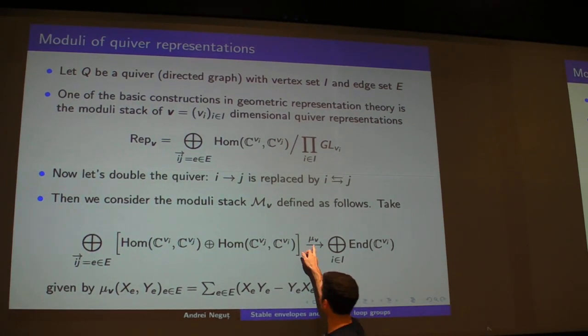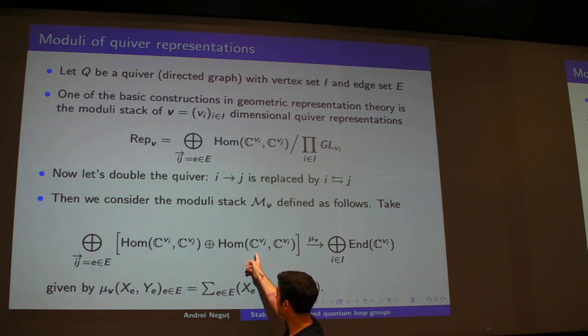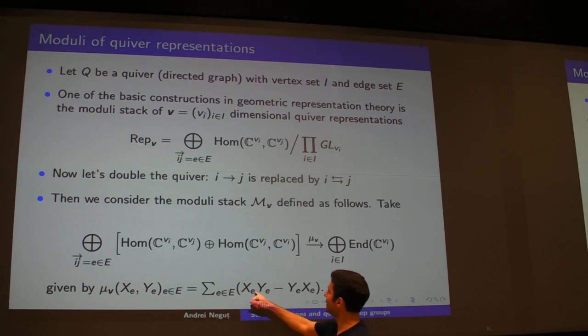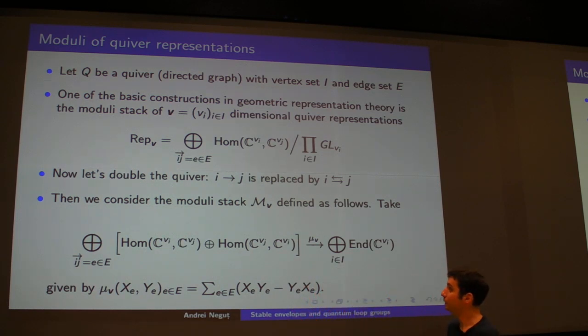So if you want to see what this map does to a collection of X homomorphisms here and Y homomorphisms here, it sends it to essentially the commutator of X and Y, with the caveat that the commutator is defined in a slightly more general sense, because XY is going to go from V_j to V_j, and YX is going to go from V_i to V_i, and they all land in the appropriate direct sum on the right-hand side. So basically, there's a single way to define this linear map in a way which is consistent.